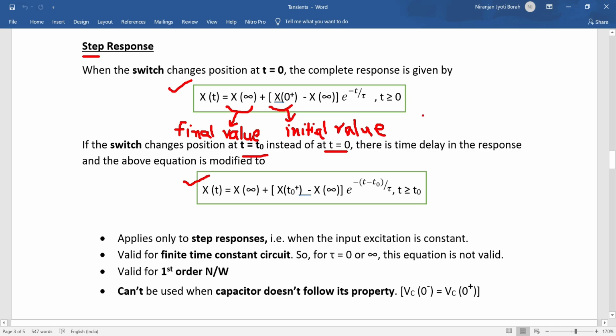You need to remember that the equations are valid when the input excitation is constant. Secondly, the time constant of the circuit should be a finite value. Thirdly, the circuit should be of first order. And finally, the capacitor follows its property that it doesn't allow a sudden change in voltage across it.